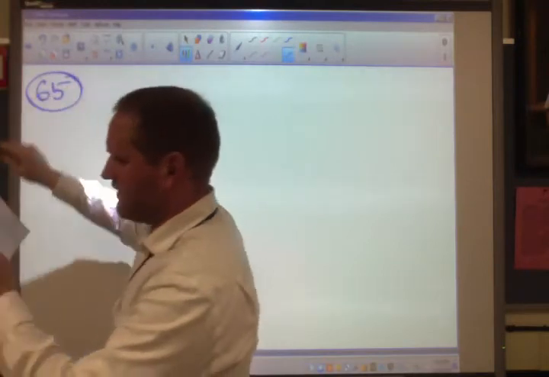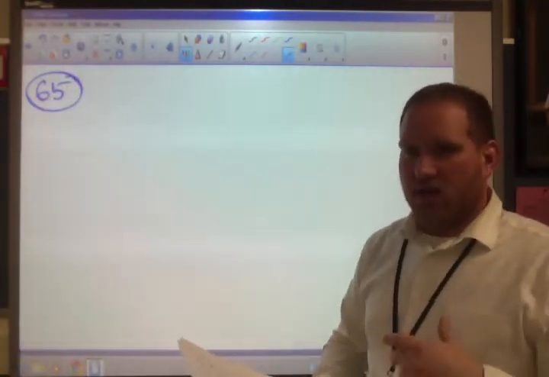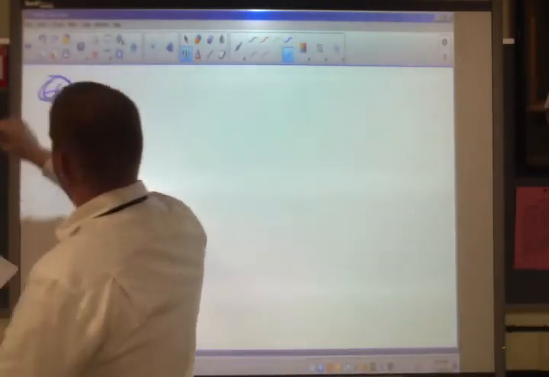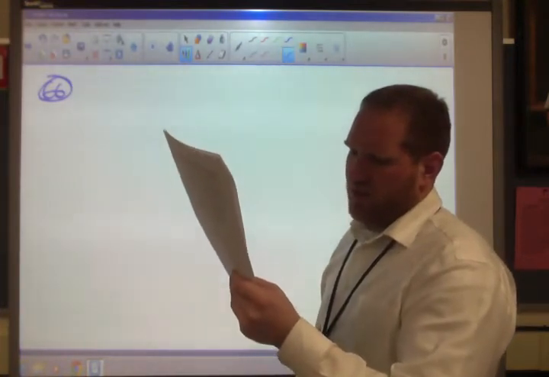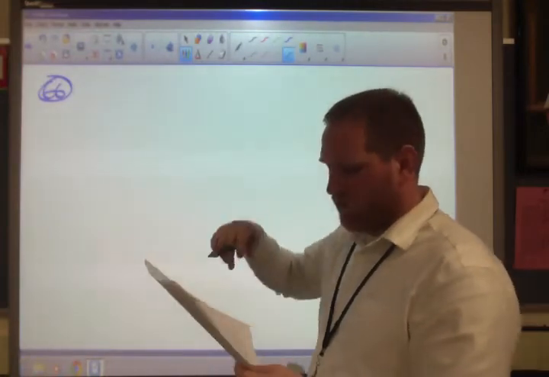65. What are the relative sizes? Protons and neutrons are about the same size. Electrons are about 2,000 times smaller. Where are these located in the atom? Protons and neutrons are in the center. They make up what's called the nucleus, and the electrons orbit the nucleus.